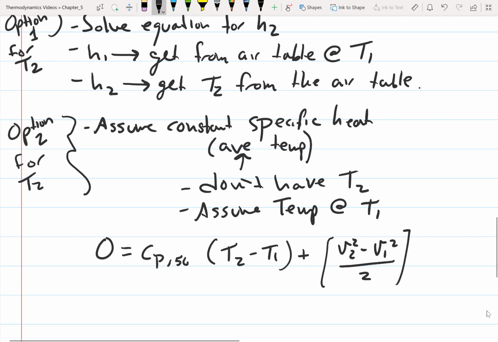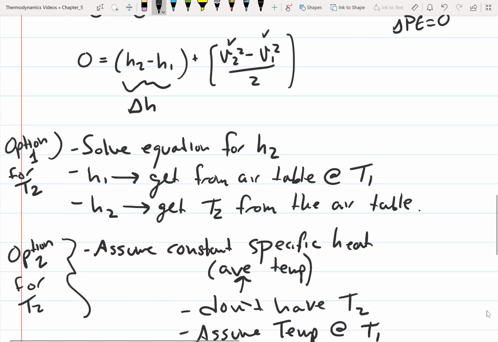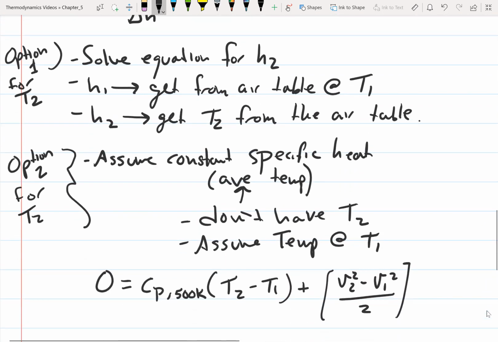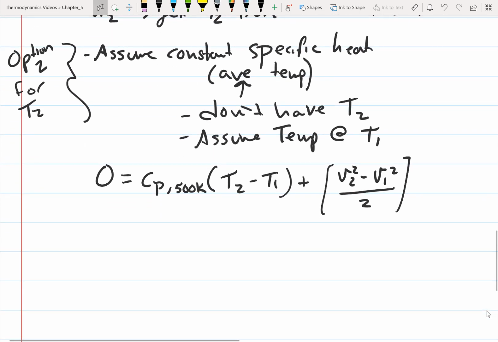So that's at 500 Kelvin. Okay, so these are the two ways that we can solve this energy balance for the temperature at the outlet. The next part of the problem is to find P2. So second part, we're still working on equations right now, figuring out all of the equations we're going to use, and then we'll just go back and solve the equations.